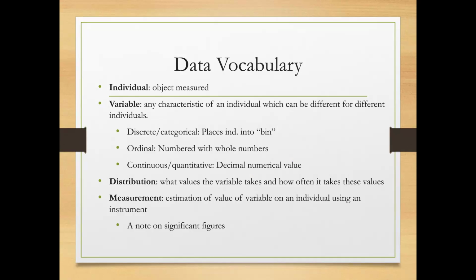All right, so we could have that 1.736542 value if our instrument were precise enough. All right, so we're going to focus today on a continuous or quantitative variable and its distribution. So the distribution is what values our variable can take on or does take on, and how often it takes on those values.